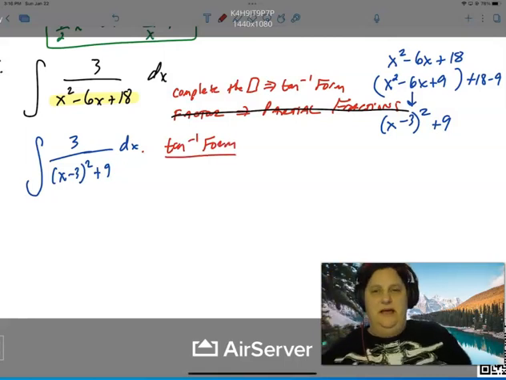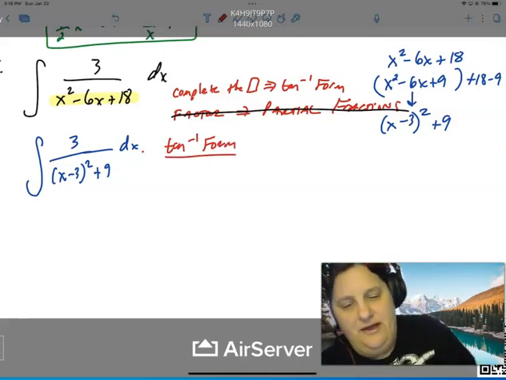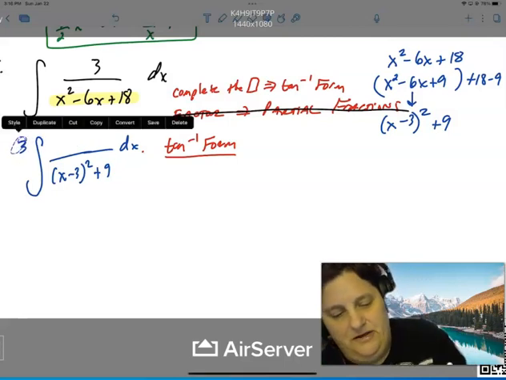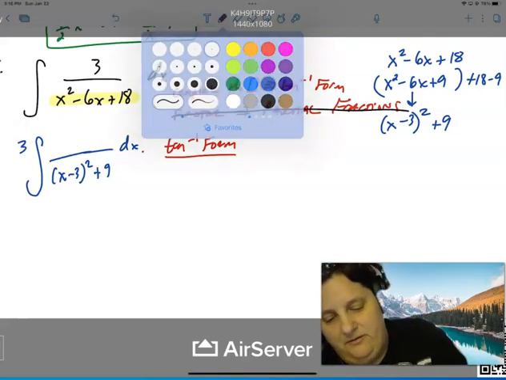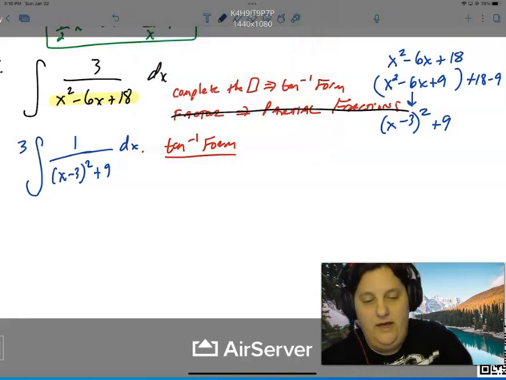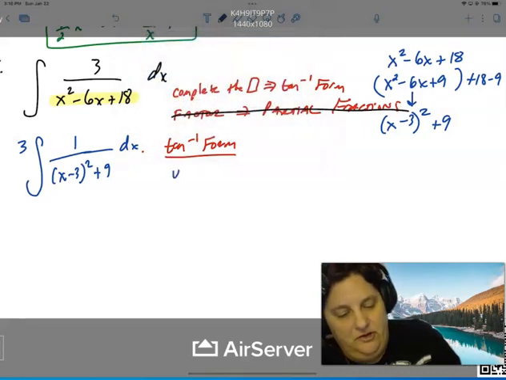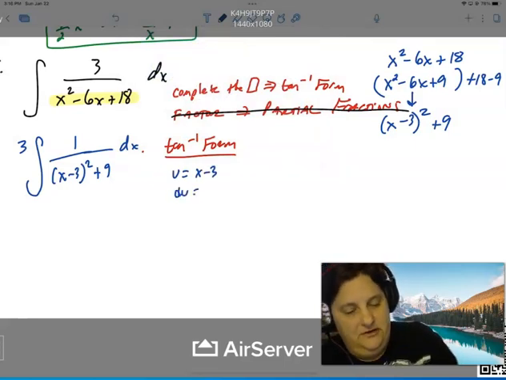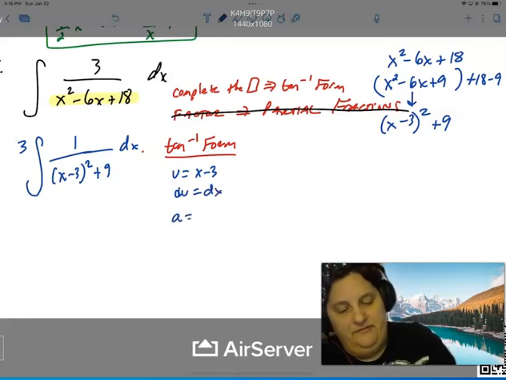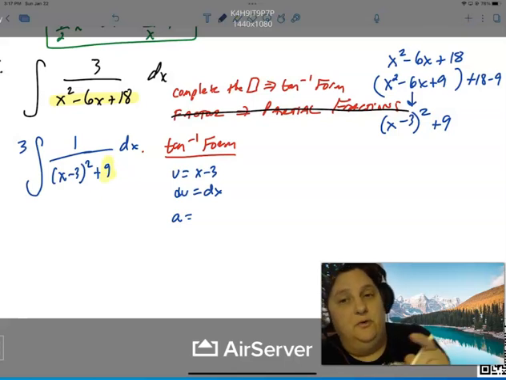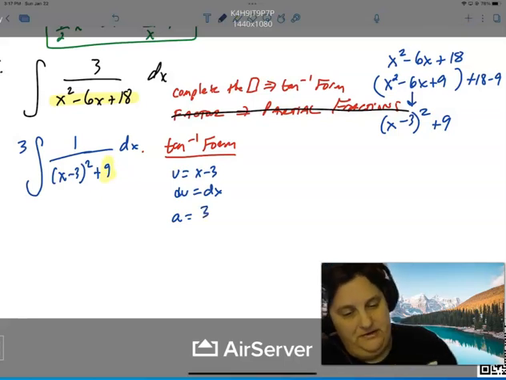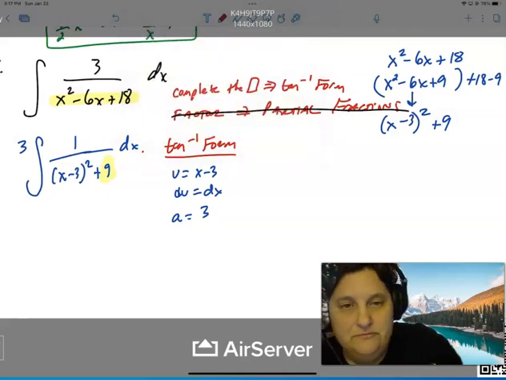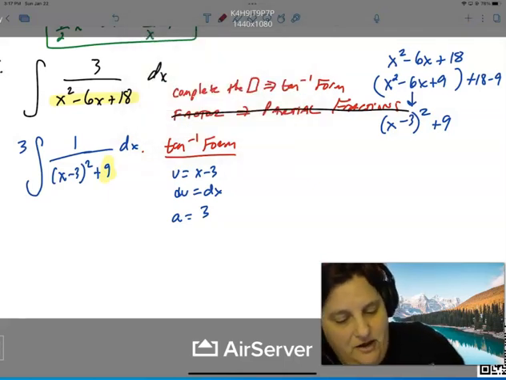All right, this is inverse tan form. Do you guys remember that this 3 out here can just be taken out? So I could just move that out, call that a 1. Okay, and then remember in inverse tan form we have, okay, u is the variable, so that's x minus 3, because it's x minus 3 squared. du is dx. And remember we have to find a, and right here, a is whatever squared makes 9, and 3 squared makes 9.